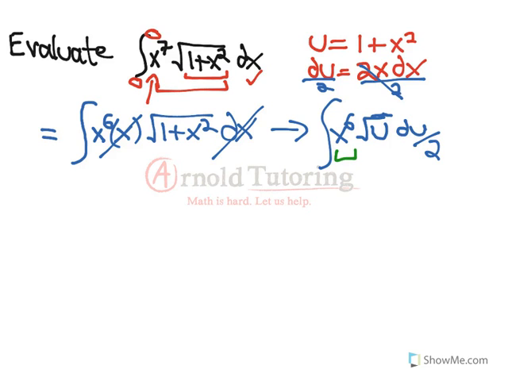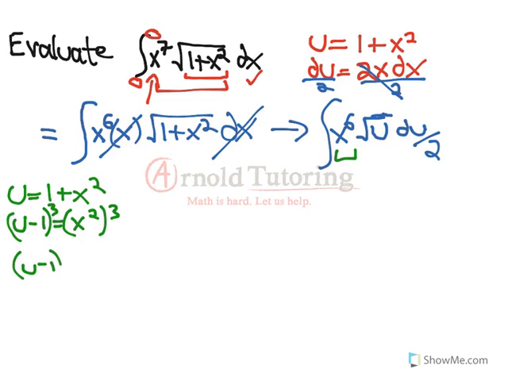Well, let's look at what we called u. We called u equals 1 plus x squared, which means u minus 1 equals x squared, if you just subtract the 1 to the other side. And we want to get x to the 6 in terms of u. So how do we get x squared in terms of x to the 6? Well, we just take it to the power of 3. Do that to both sides, and we can say u minus 1 to the power of 3 equals x to the 6. So we can substitute that in here so that our whole integral is now in terms of u.